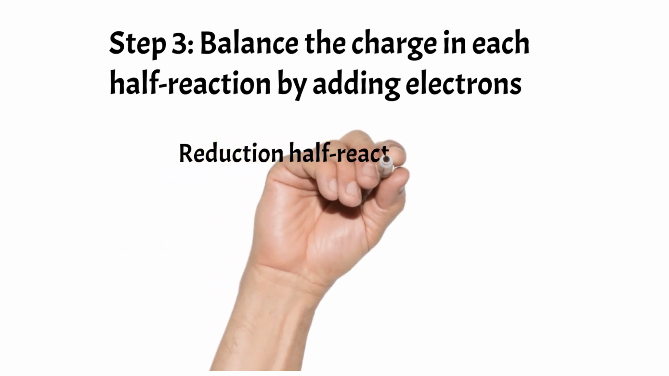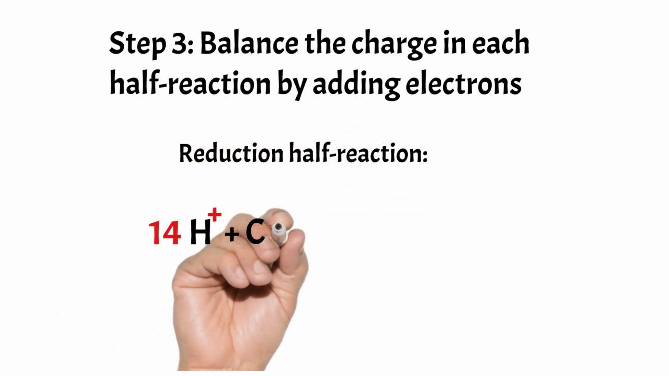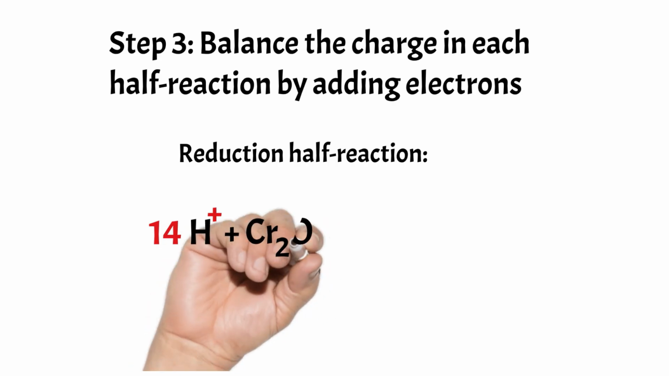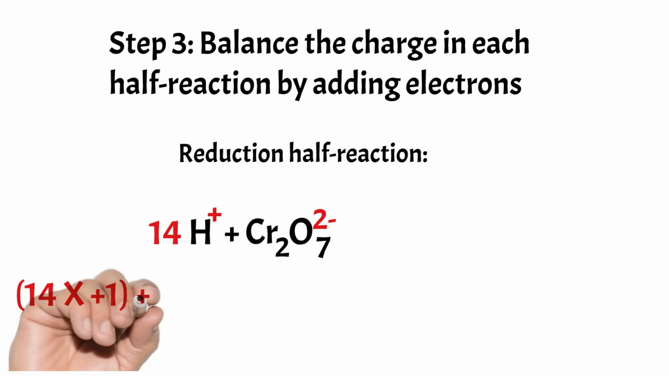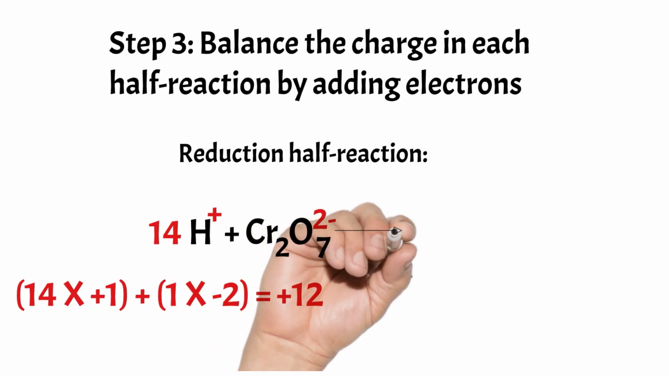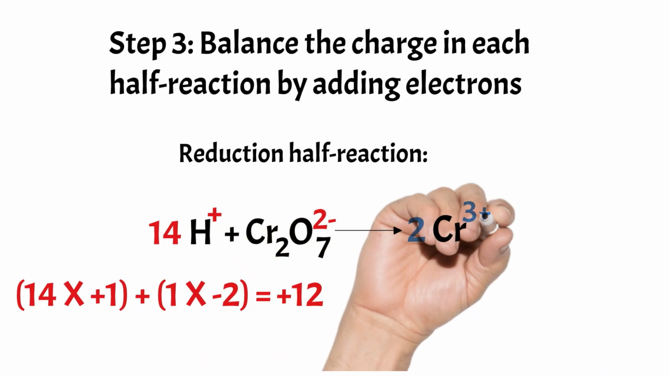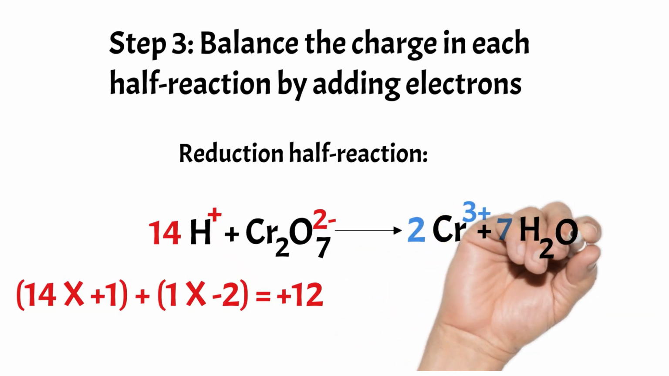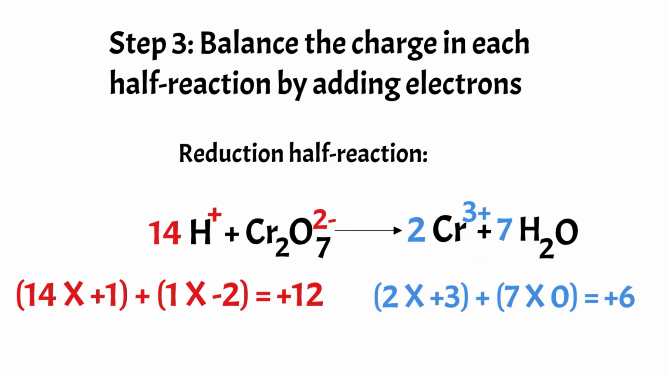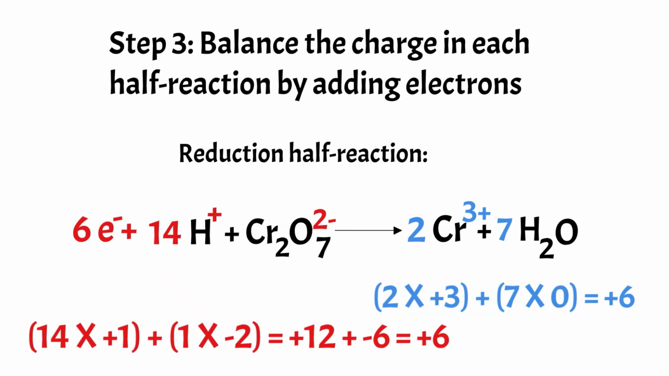On the reduction half reaction, your reactants, the charge is 14 times +1 plus 1 times -2 equals a +12. On the products, your charge is 2 times +3 plus 7 times 0 equals a +6. To balance the charge, add 6 electrons to the left side.